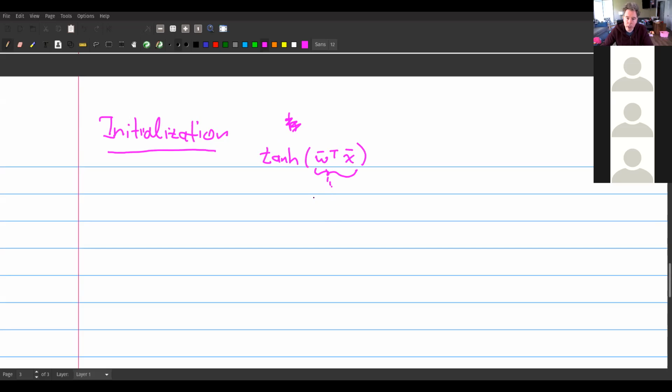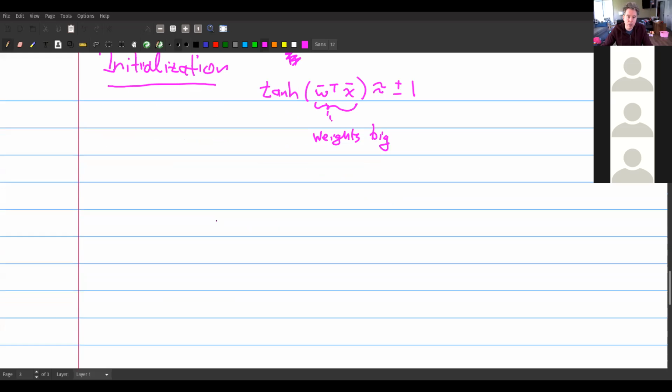If you initialize the weights to be too big, then this will start out being approximately plus or minus 1, and then its derivative will be approximately 0. Training will go very slowly, and the network just will never converge because the progress with gradient descent goes too slowly. So it's clear that you want to initialize the weights to be small.